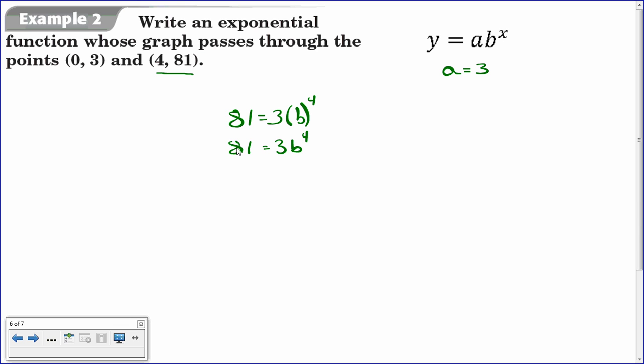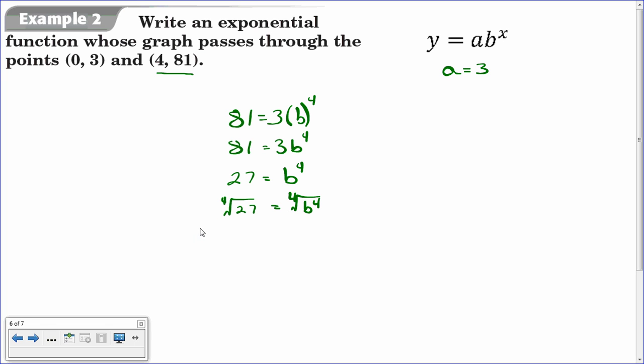You recall from a previous lesson in chapter 6, we did these before. All right, divide both sides by 3. 81 divided by 3 is 27. So 27 equals b to the 4th power. Now I need to figure out what b is, so since this is to the 4th power, I need to undo that. I will find the 4th root of both sides. So the 4th root of 27 equals the 4th root of b to the 4th.